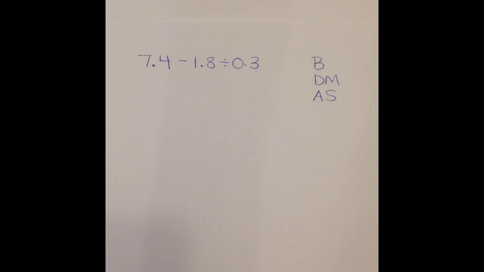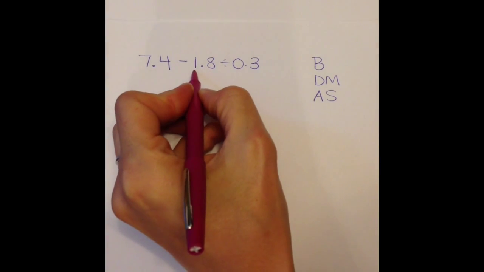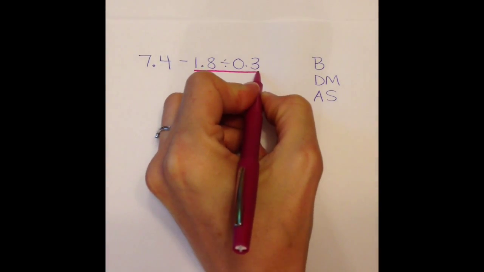We want to solve this question using order of operations. Remember, in the order of operations, we perform brackets, then division or multiplication, whichever we see first from left to right, and then addition and subtraction. So we don't have any brackets in this question, so we'll move on to division and multiplication. We do have division, so I'll underline what I'm going to perform first.